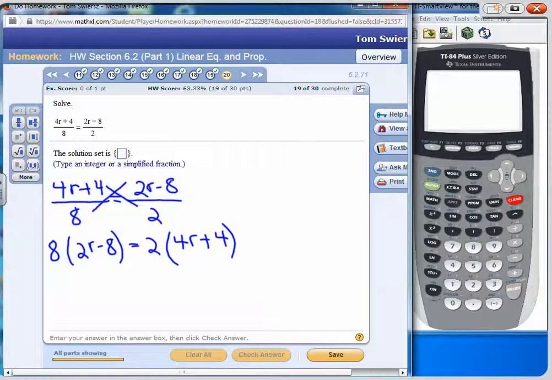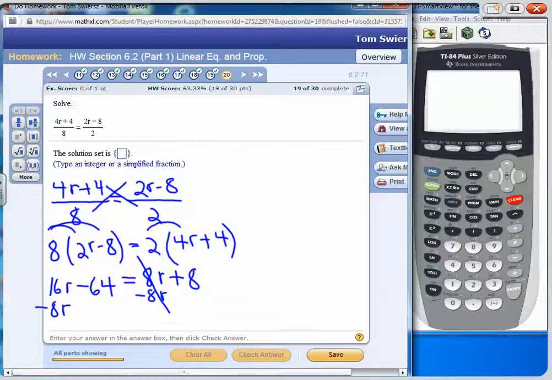Distributing the 8 on the left side, we get 8 times 2r is 16r. Bring down the minus. 8 times 8 is 64. 2 times 4r is 8r, plus 2 times 4 is 8. Okay, we've got r's on both sides of the equation, so if we get rid of 8r on the right side, we would subtract 8r, so it cancels out. So then what we have is the 16r minus 8r, which is 8r minus 64, equal to 8. The 8r minus 8r canceled out, 0.